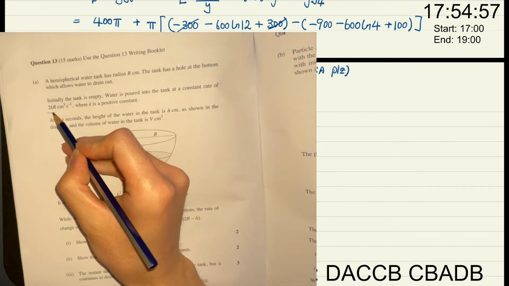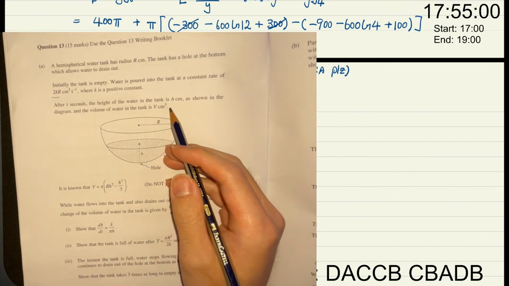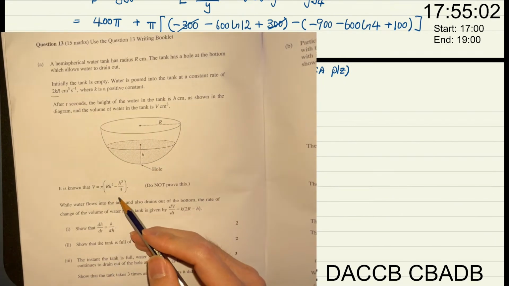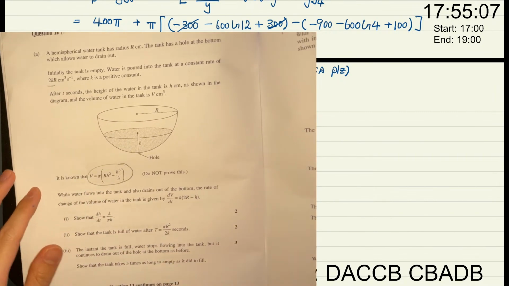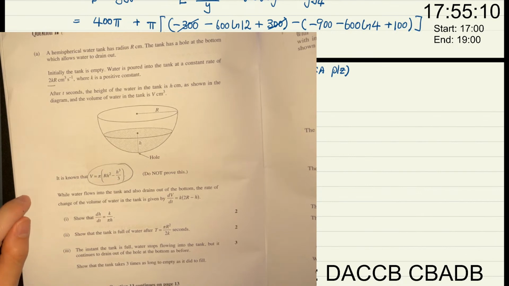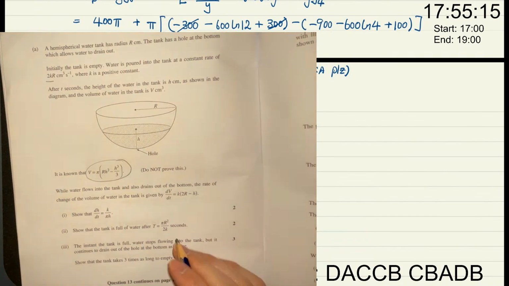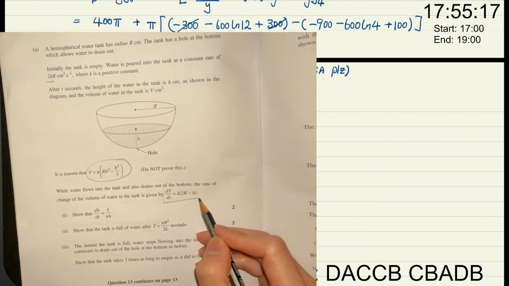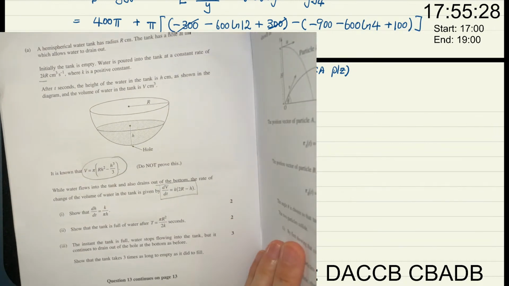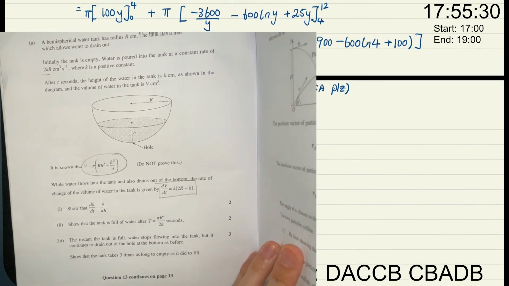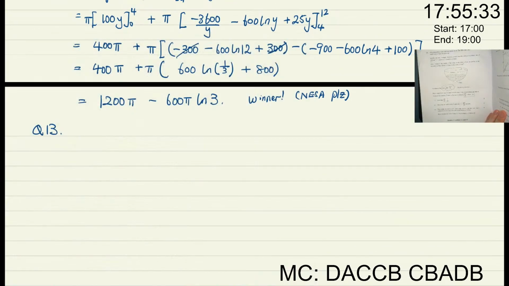We have a constant rate of water going in. The height of the water in the tank is h, as shown in the diagram. It is known that the volume of this solid is given. Wonderful. They actually gave us the volume of the solid. Okay, and the height of the water is h. While the water flows into the tank, it also drains out at the bottom, and the rate of change of the volume of water in the tank is given by this. Show that dh/dt equals that. This is a very out of order question. They're giving us things that normally we find, not things that we are actually given. So it's a strange looking question.